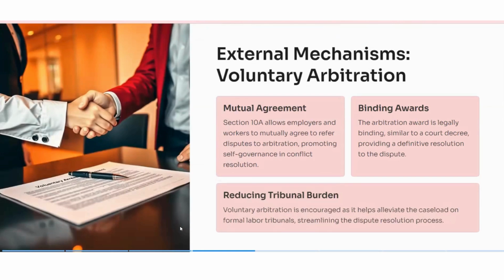External mechanism of voluntary arbitration. Mutual agreement: section 10A allows employer and workers to mutually agree to refer disputes to arbitration, promoting self-governance in conflict resolution. Binding awards: arbitration award is legally binding, similar to court decree, providing a definitive resolution to the dispute. Reducing tribunal burden: voluntary arbitration is encouraged as it helps to alleviate the caseload on formal labor tribunals, streamlining the dispute resolution process.